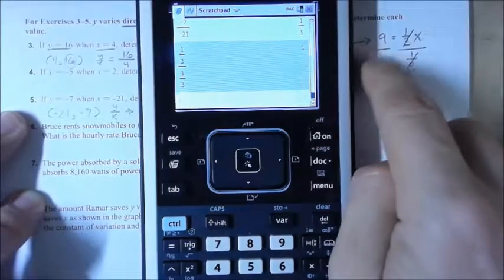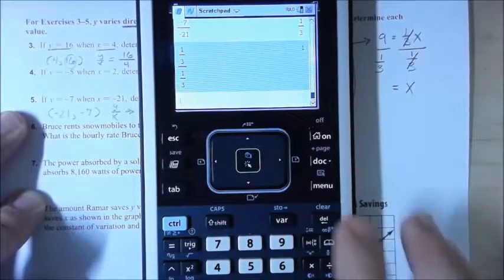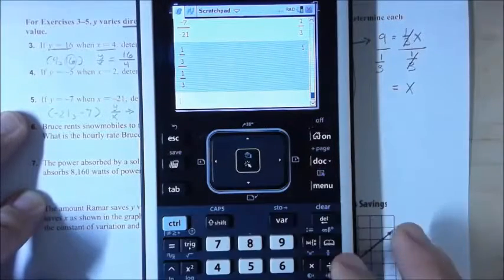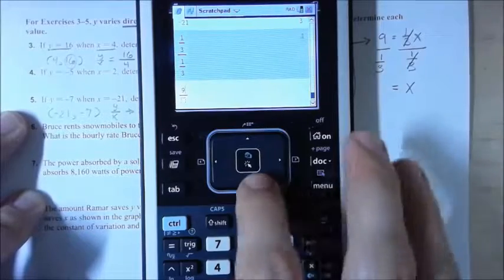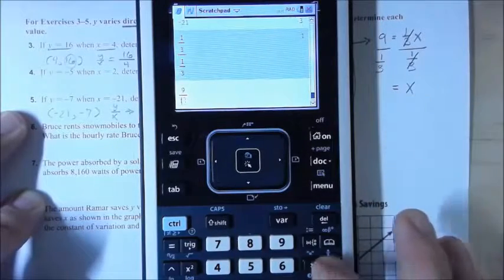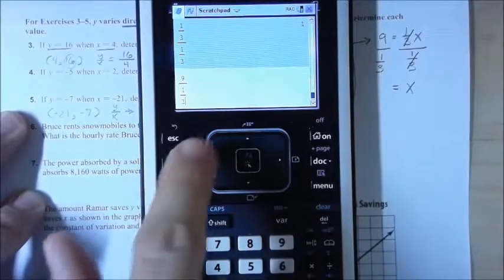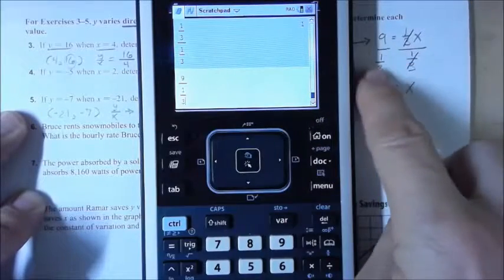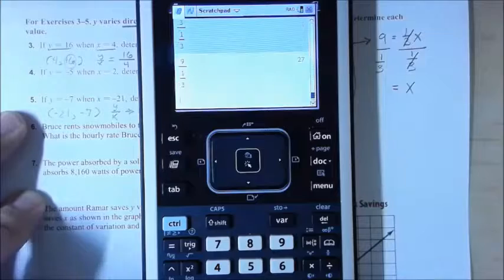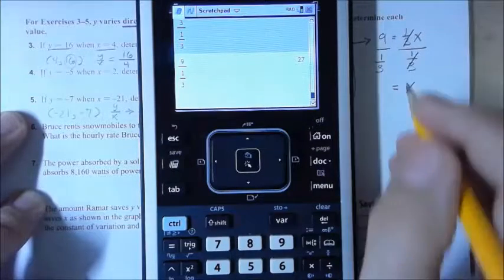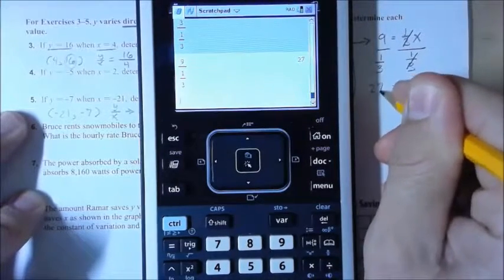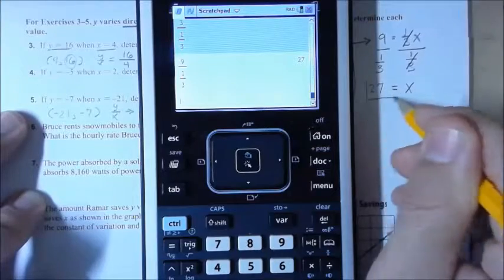Now we need to plug in this side of the equation. So we need to put a fraction bar, 9 over, put another fraction bar on the denominator, and do 1/3. So now that we got that in, that's exactly what we have written here. Let's hit enter, and it gives us 27. So that gives us 27, and that'll be our answer.